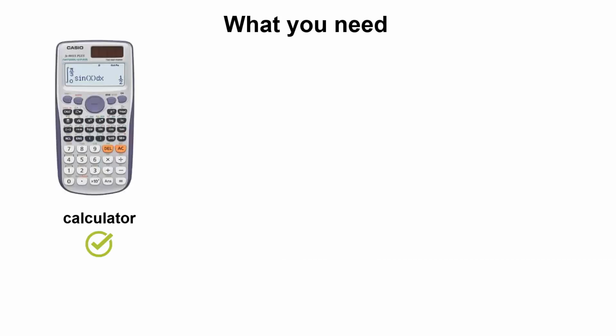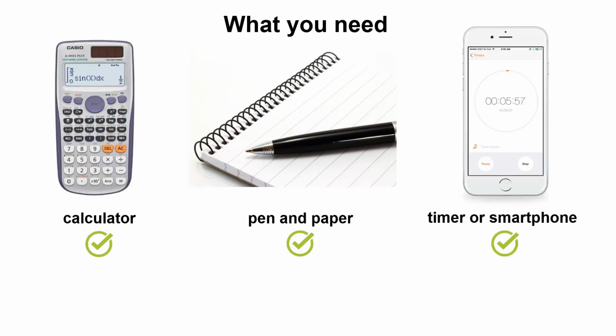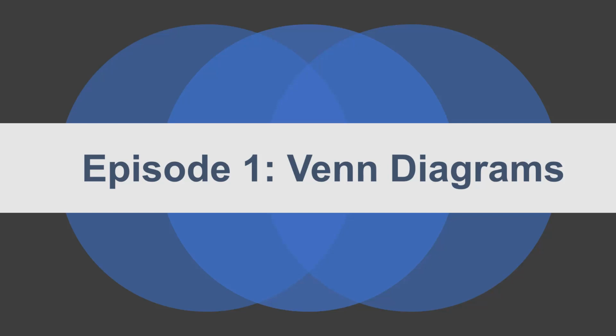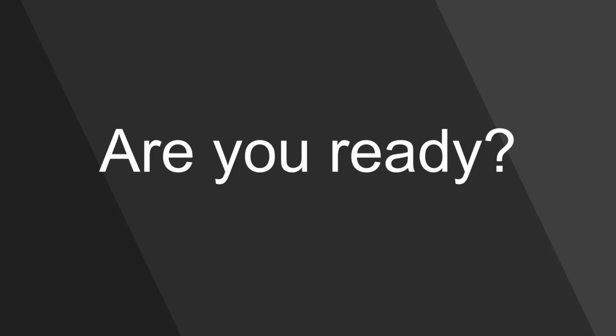Before we start, be sure that you have the following on your table: calculator, pen and paper, timer or smartphone. That's because at the beginning of each lesson, we are going to have a quiz. That's right, you're gonna solve some problems before each lesson so you could see how much you remember or how much you already know about the topic that we are gonna discuss today. And today, our topic would be Venn diagrams. So, are you ready? Get your pen and paper, set your timer, and pause the video in 1, 2, 3.